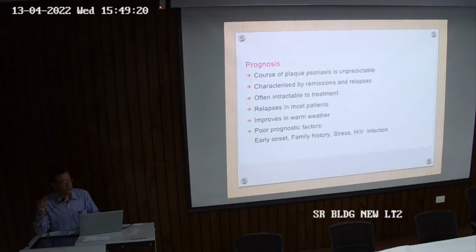Now prognosis, what is the prognosis in cases of psoriasis? Course of plaque psoriasis is unpredictable. Once you have plaque psoriasis, usually you have plaque psoriasis for life. Characterized by remission and relapses, often intractable to treat. Relapses in most patients improve in warm weather. Poor prognostic factors are early onset. बचपन में अगर होगा psoriasis, it will last much more और next generation में भी जा सकता है. Family history, stress, HIV and infection.